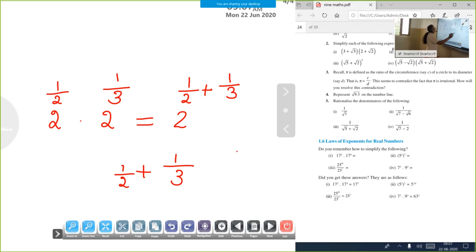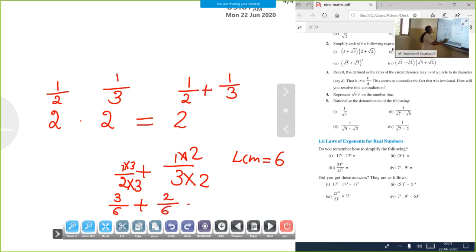Here the 2 and 3, the LCM is 6. What is the LCM of 2 and 3? 6. So we need to make 2 into 3 is 6. That same number you need to write in the numerator also. Here 3 into 2 is 6. That same number you need to write in the numerator also. So our number becomes 3 by 6 plus 2 by 6. So what is our answer? Again, check both the denominators are the same. You write only one denominator and add the numerators, 3 plus 2. What is our answer? 5 by 6.